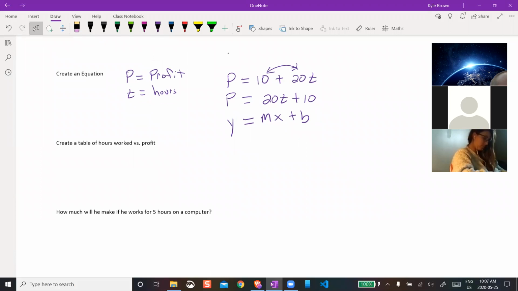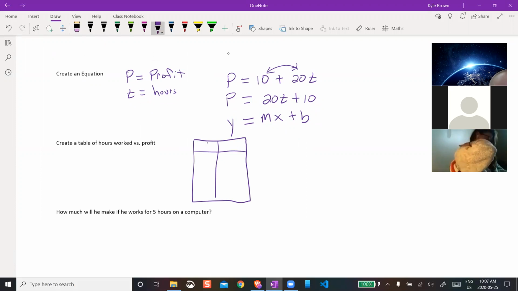Okay, so now, create a table of hours worked versus profit. Let's make a table. Typically you'd make this your X and your Y, but in this case we've got P and T. So I'm going to make this T and P.